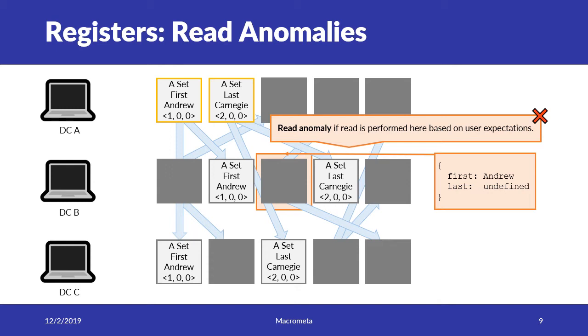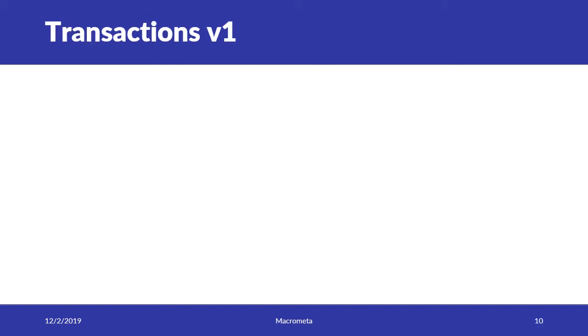Now, this is a read anomaly if user A, the user writing to data center A, expected that Andrew and Carnegie would be read together atomically, because here they're only seeing part of the update. Typically the way you solve these types of anomalies is you use a transactional facility.